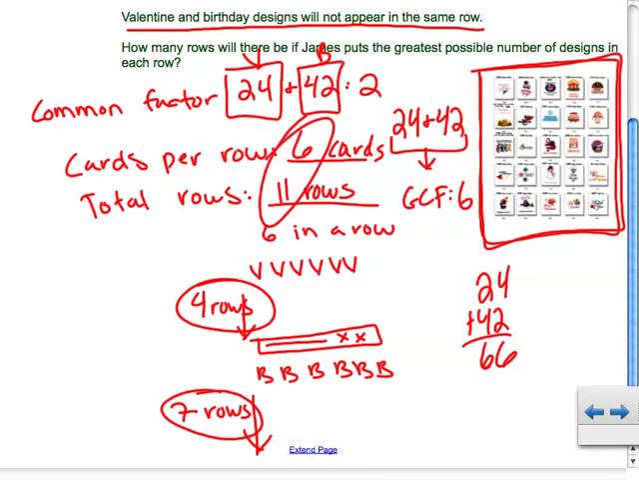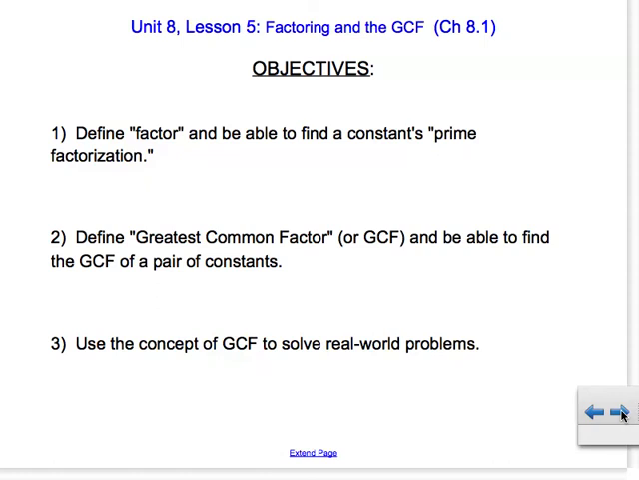Hopefully you guys had that. Hopefully you're feeling good about your notes. These were our objectives. Make sure we know what a factor is. We know what prime factorization is. Remember, make sure we know what greatest common factor is. And then make sure that we're clear about how that last problem worked.